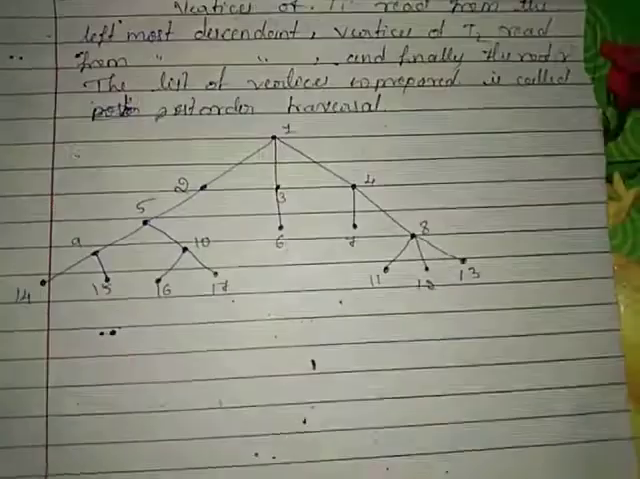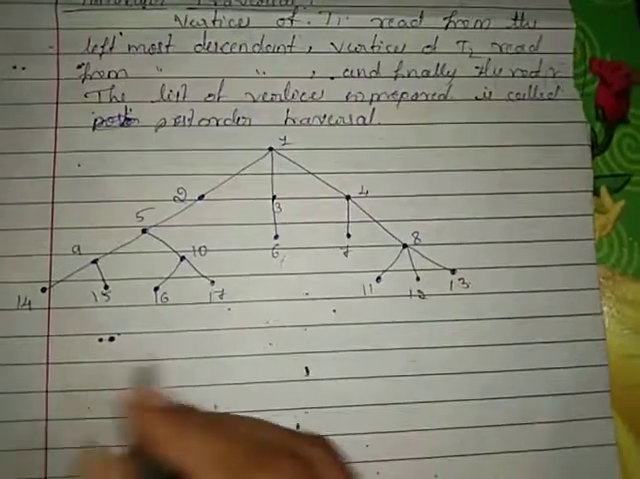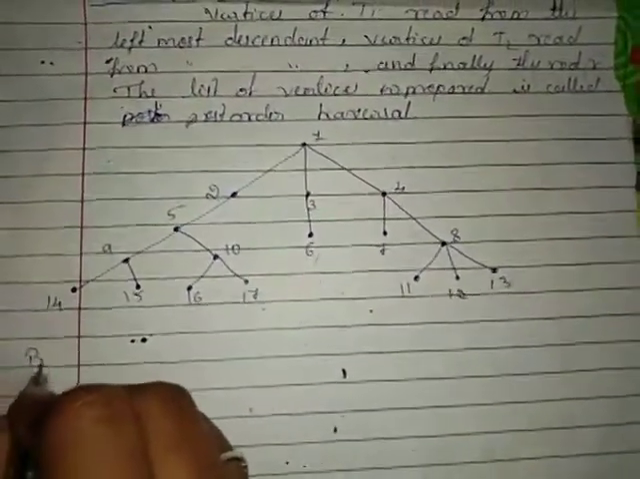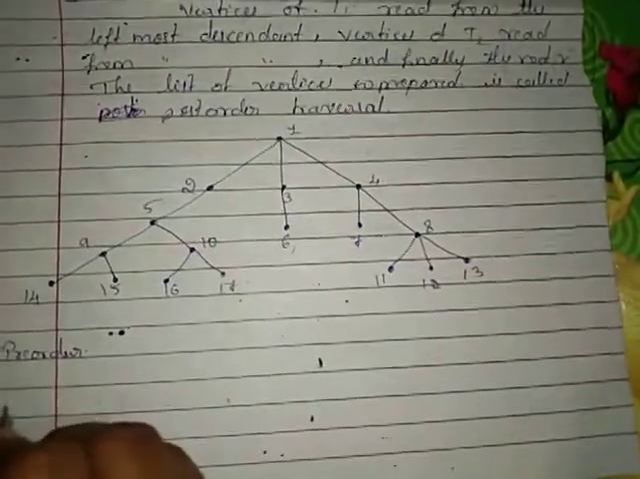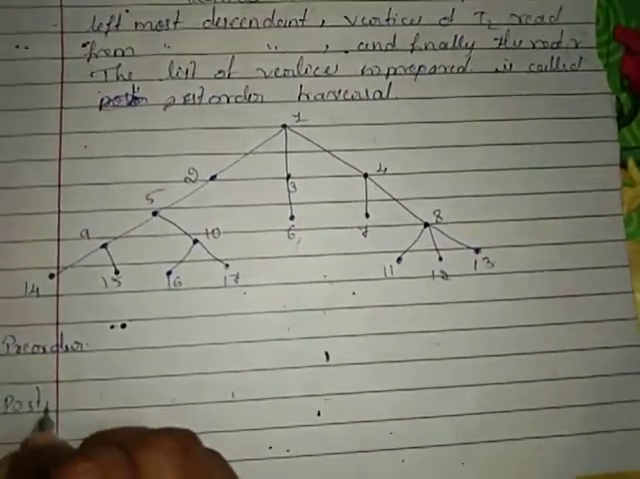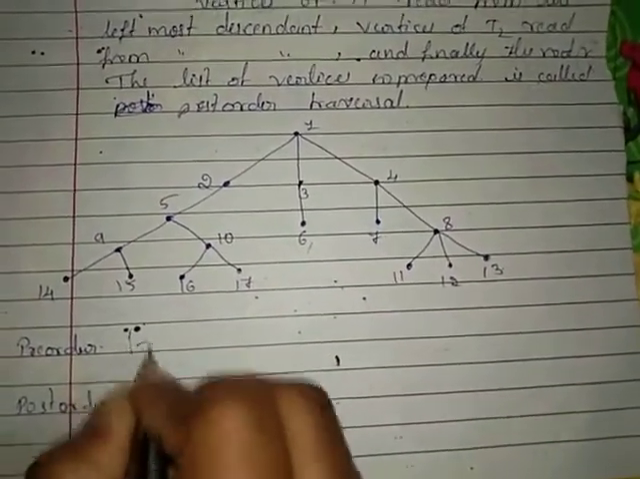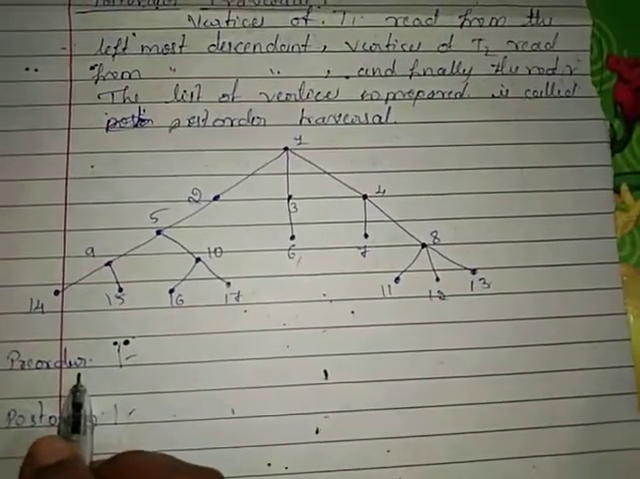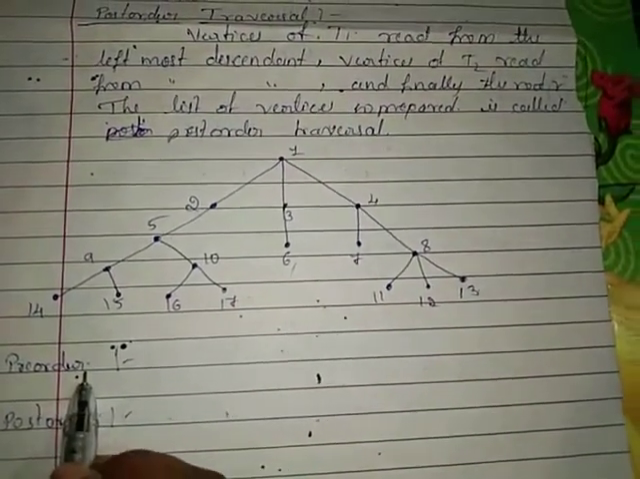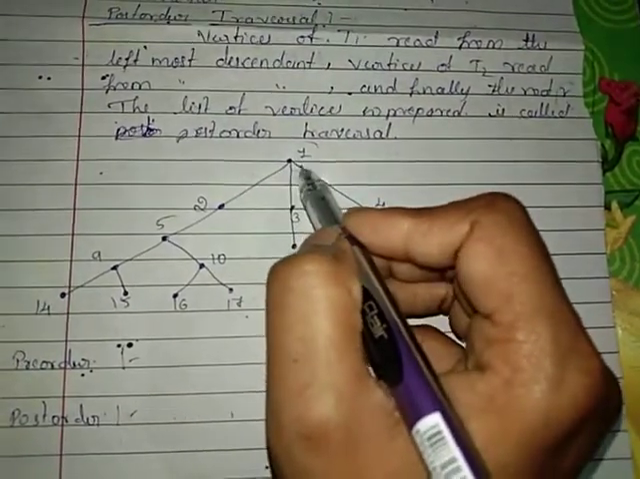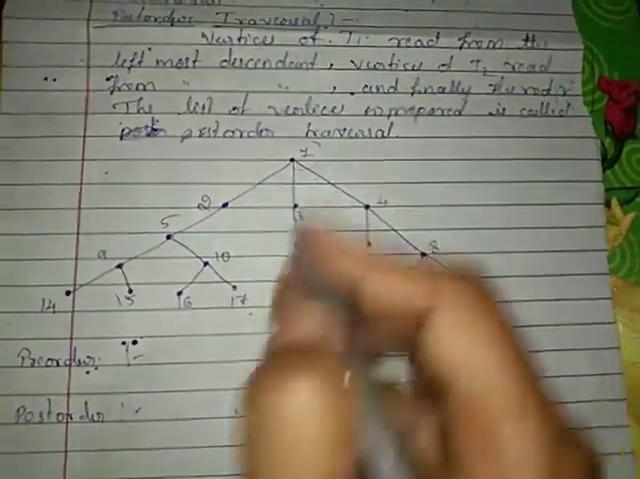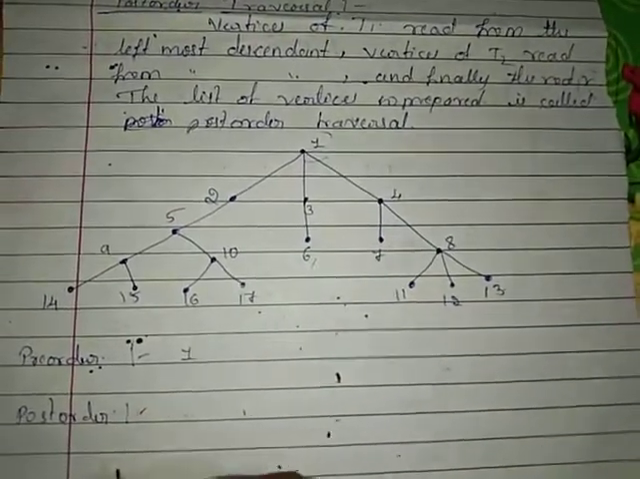So I'll give a clear idea here. See the graph here. In the graph, we have to list the pre-order and post-order. First I explain how to write down the pre-order. In the pre-order, first we have to write down the root. So this will be your root.